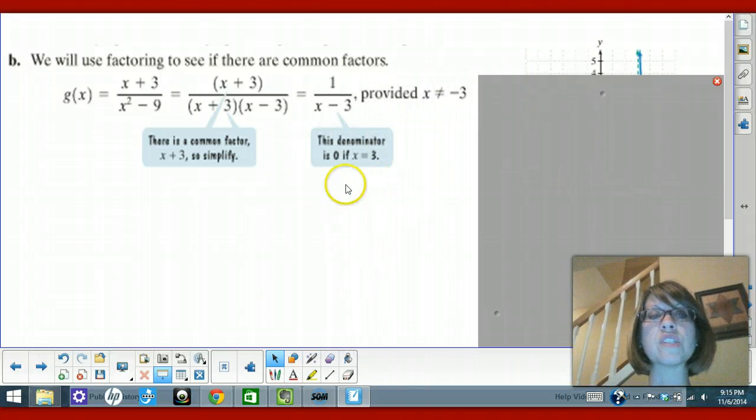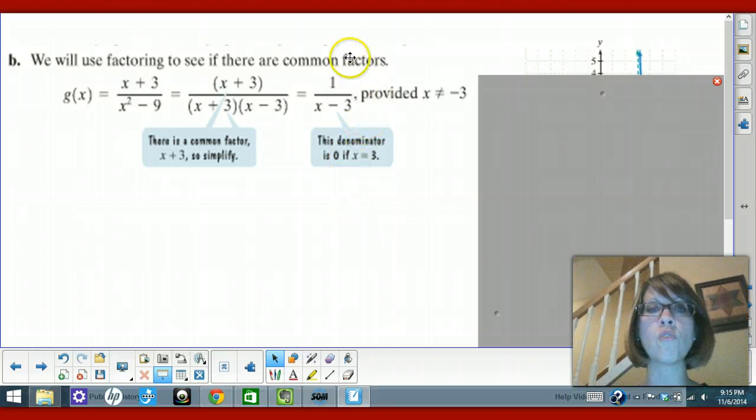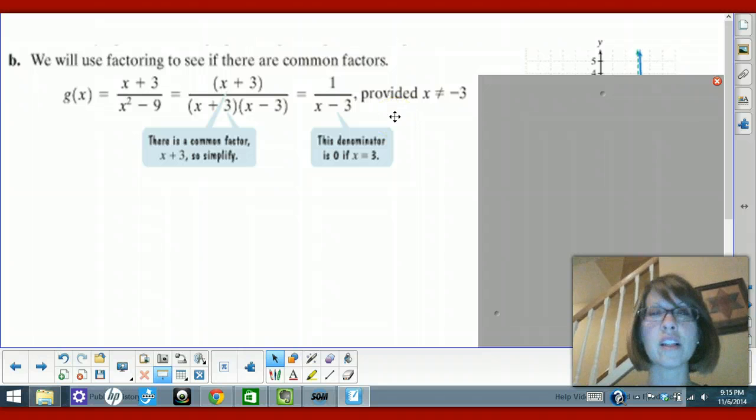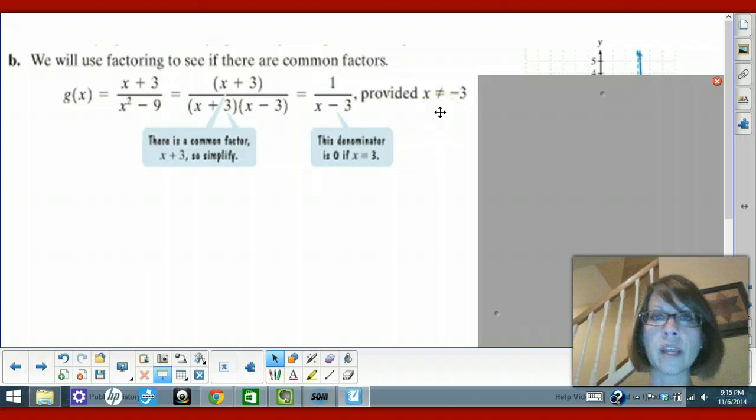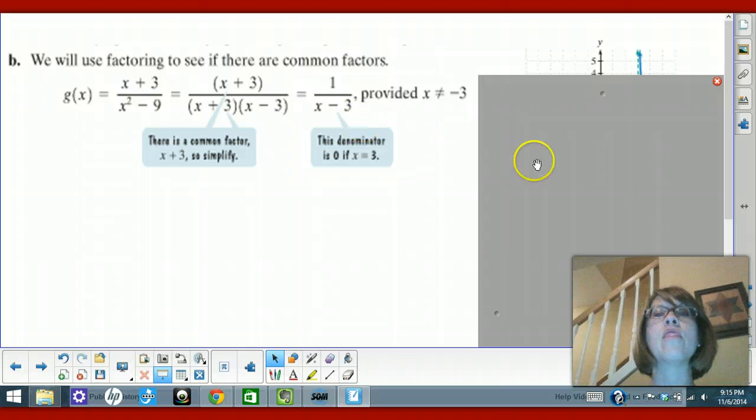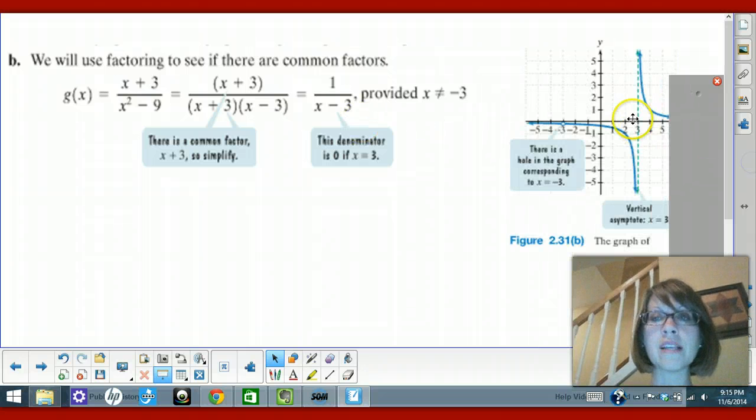And so the simplified version is 1 over x minus 3, and it says provided, and a lot of times we leave out that word provided, x cannot equal -3. Okay, so this denominator would be 0 if x was equal to +3. That is where our vertical asymptote is.